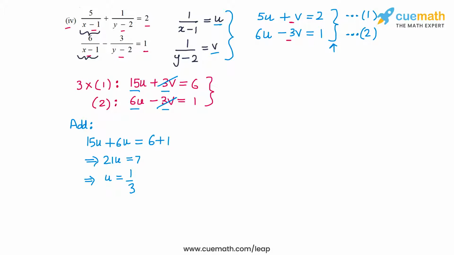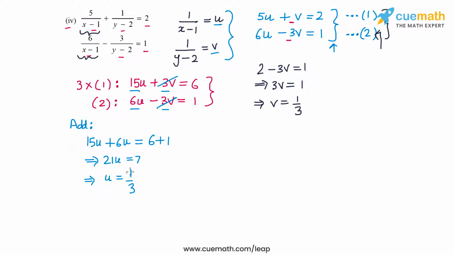Now that we have found u, we can substitute this into any of these two original equations and find the value of v. So let's substitute this into the second equation. So we have 6u, so 6 into 1 by 3, that's 2. So 2 minus 3v is equal to 1, and this means that 3v is equal to 1 or v is equal to 1 by 3. So v is also equal to 1 by 3.